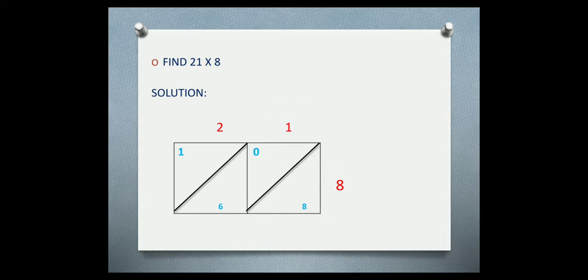So again 8 and 2. 8 into 2, what will we get? 16. Now 6 will be written at the bottom and 1 will be written at the top. So now my multiplication process is over because I don't have any other grid to be multiplied. Now I'll do the summing up process. I said you have to sum up diagonally. So I'll start from the right side.